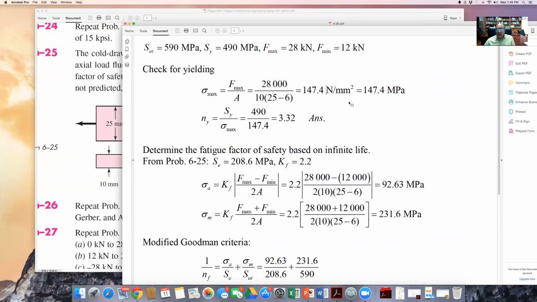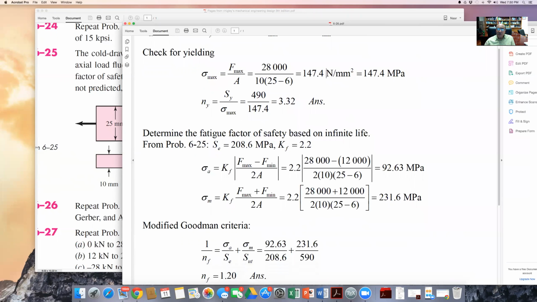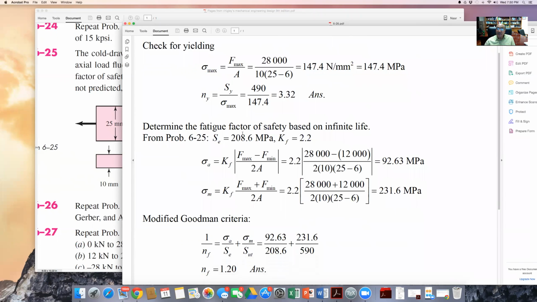So once we figure that out, this is the maximum, then we find the factor of safety against yield by saying that the maximum allowable is the yield strength, and the actual stress is sigma max. And when we do this calculation, we get 3.32. So it is safe against yielding for sure on the first cycle. Now we go to determine the fatigue factor of safety for infinite life. We test to see infinite life.